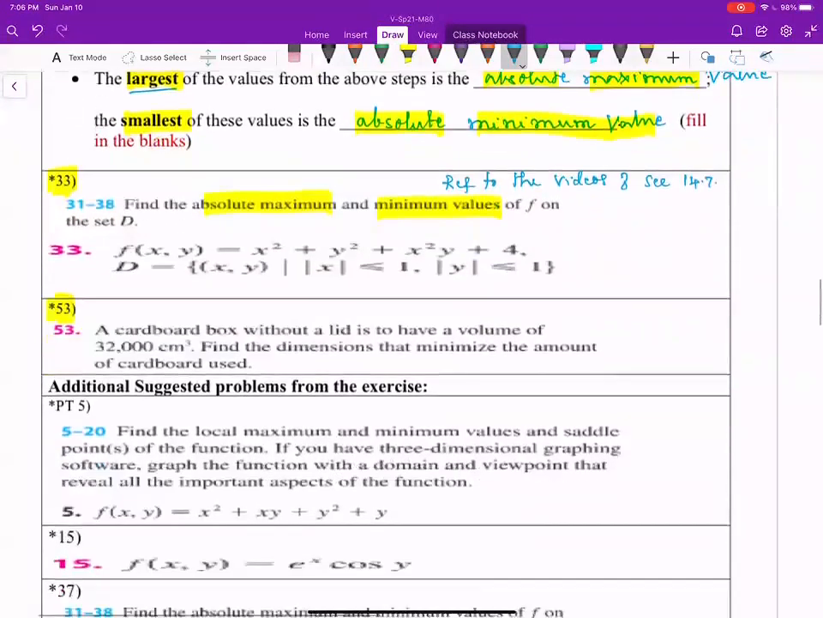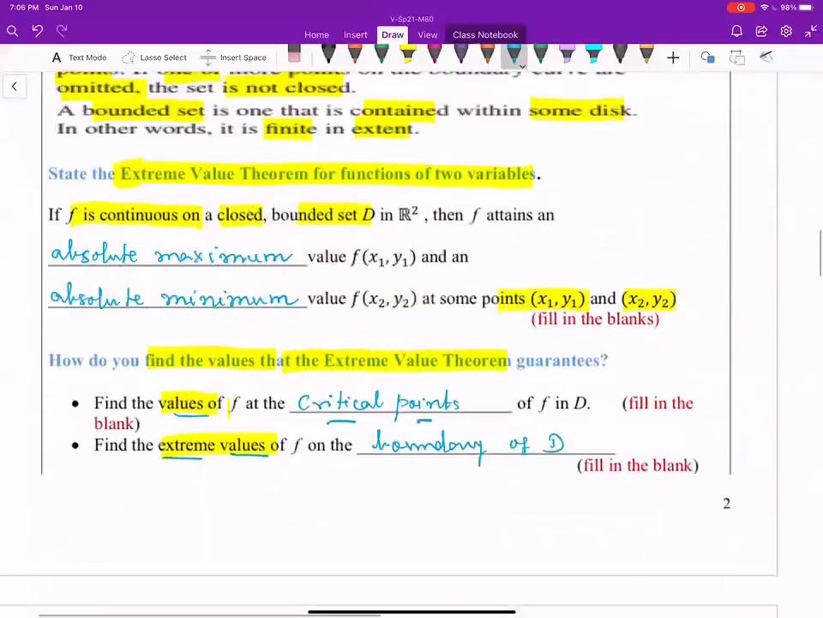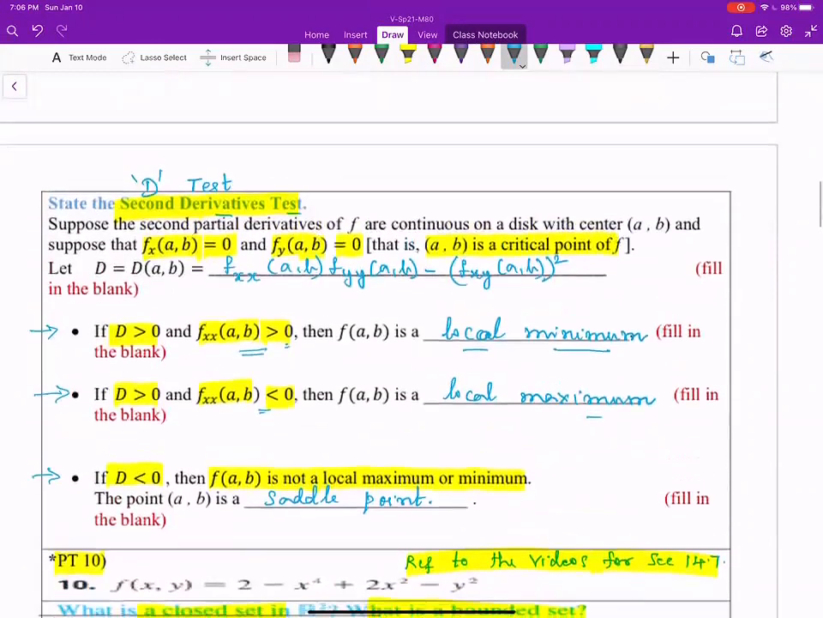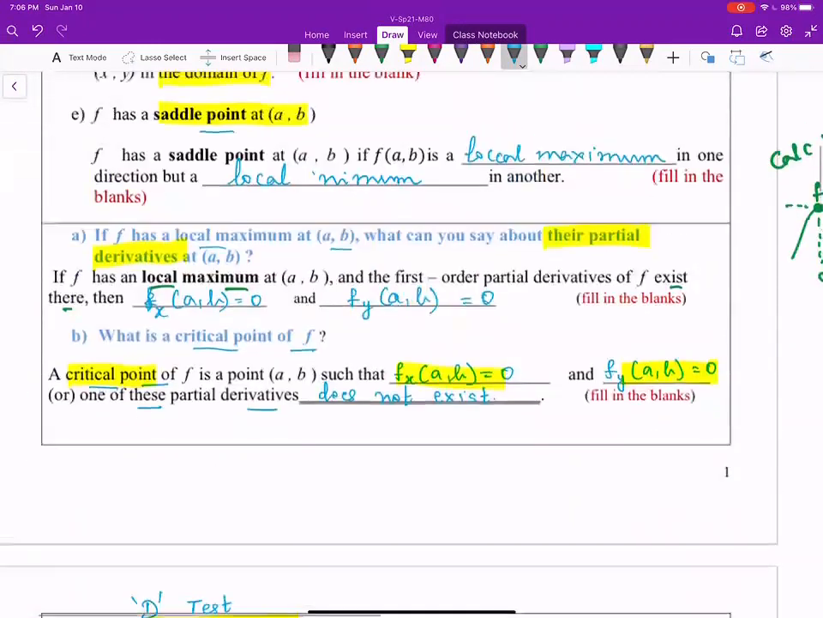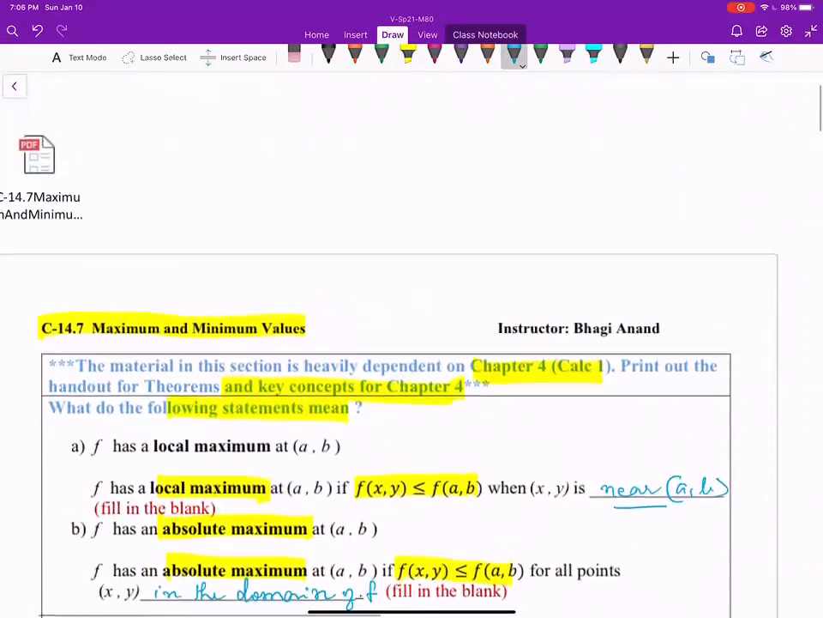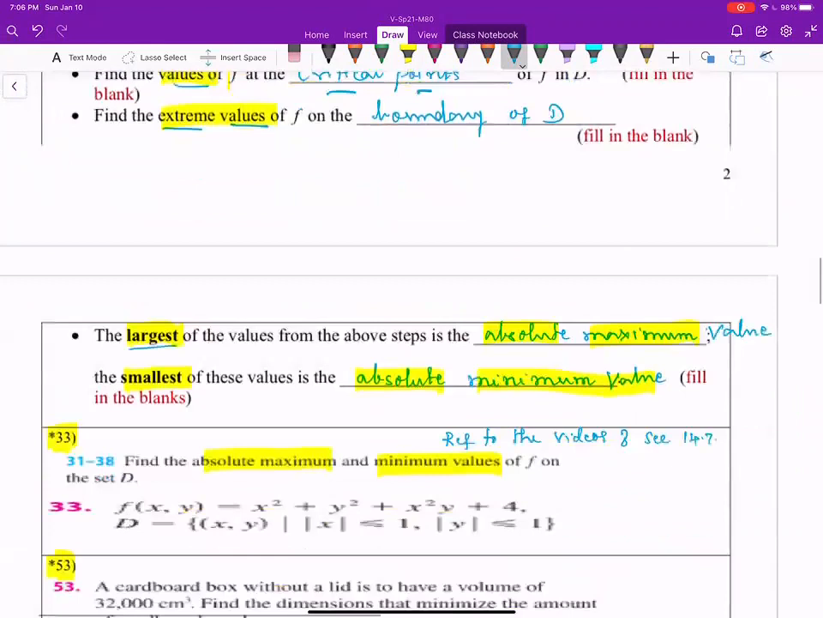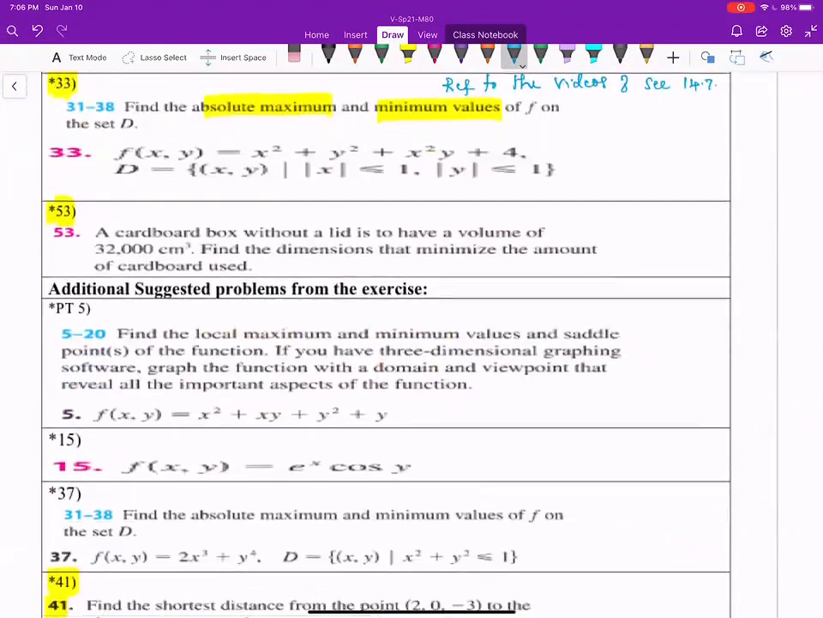Problem numbers 33, 53, and 41, and earlier one other problem, number 10. All these are done in the videos. And also number 5 is also done in the videos. Please take a look at them. Then please join me for the next video on 14.8.